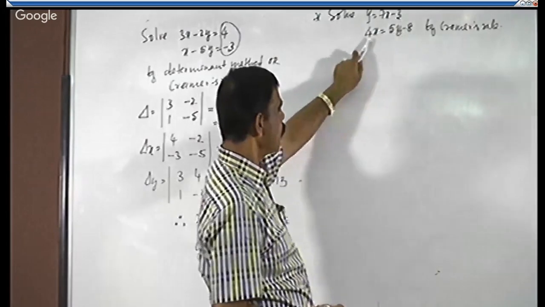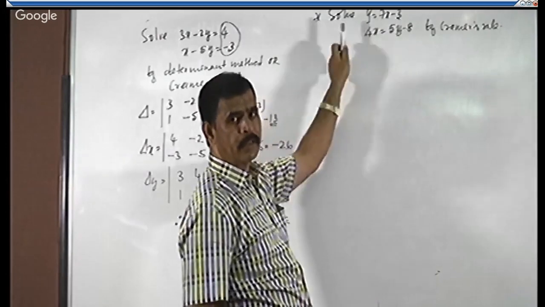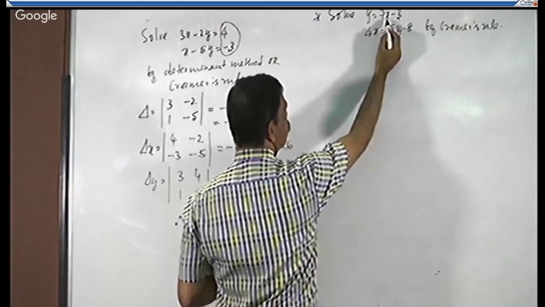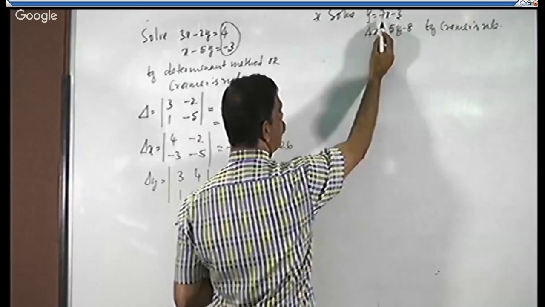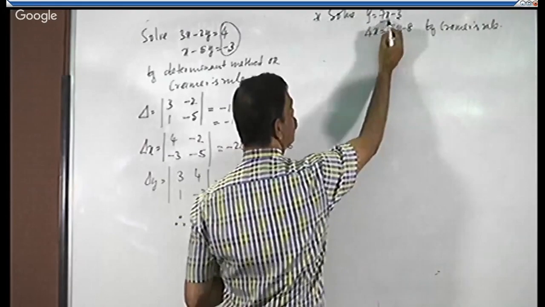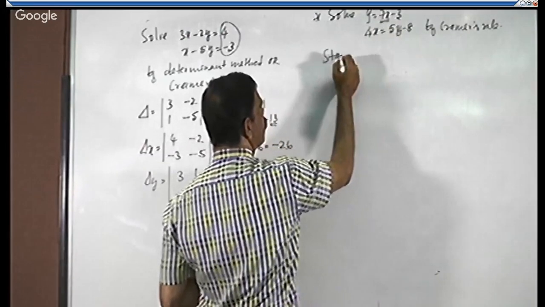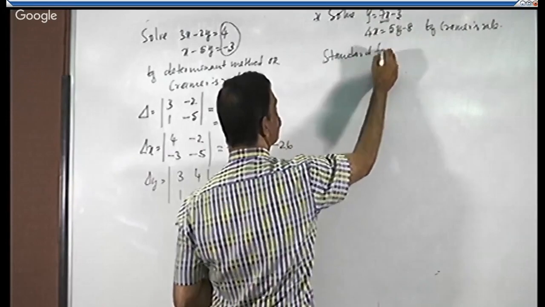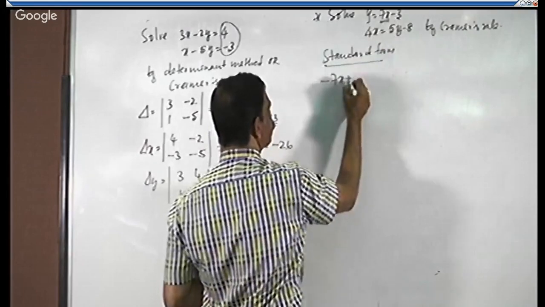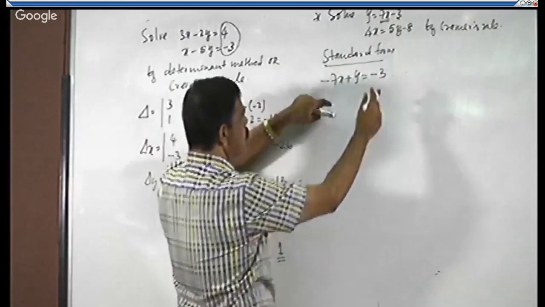Can you say, are they in standard form? No. Then what to do? We have to make them into standard form. What is the standard form? x should be on the left side, followed by the y term, is equal to a constant. Right? Where is the x term? It is at the right side. You take it to the left side. Standard form: minus 7x plus y is equal to what? Minus 3. Right?